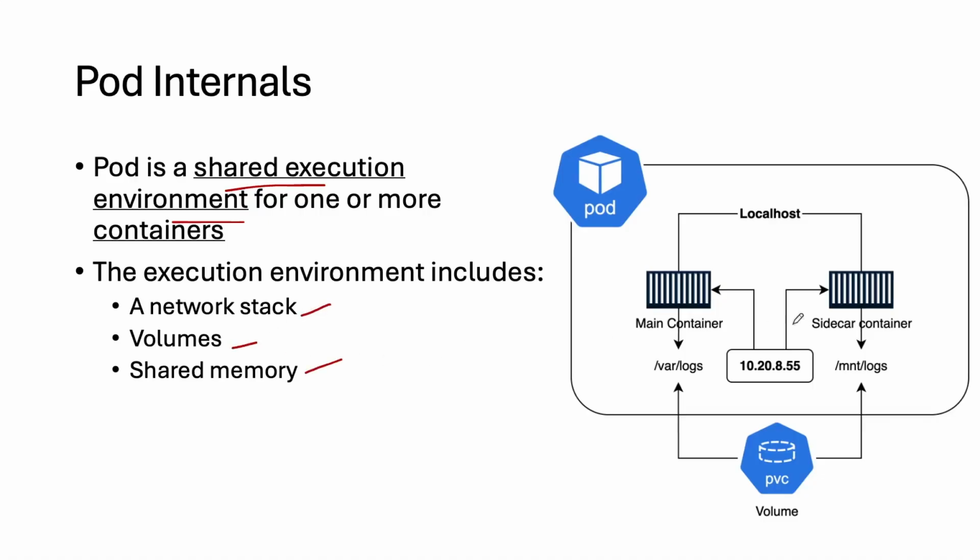Here you can see that we have a pod that is running two containers. This is the main container, and this is the sidecar container. You're going to see in the upcoming slides what a sidecar container is. What's important to note is that both containers have the same IP, and they are also sharing the same volume. We will go into what a PVC is, but at this point, just think of it as a volume being shared by both containers running within the same pod.